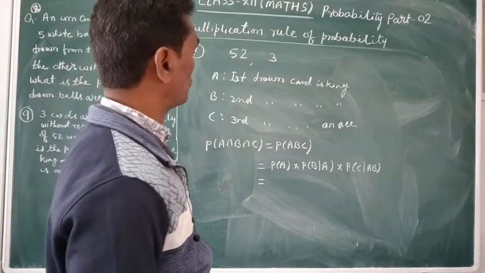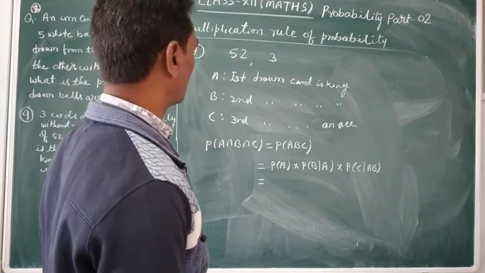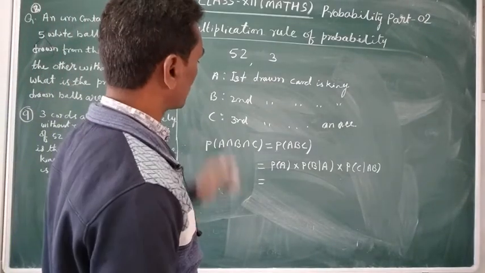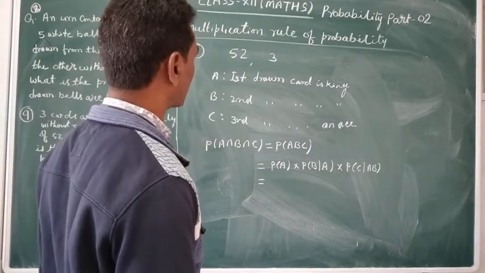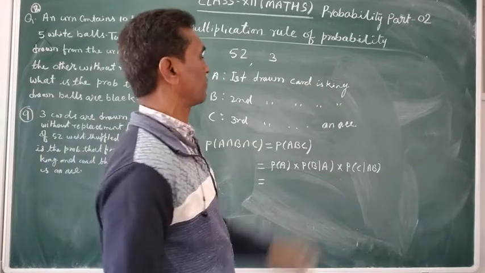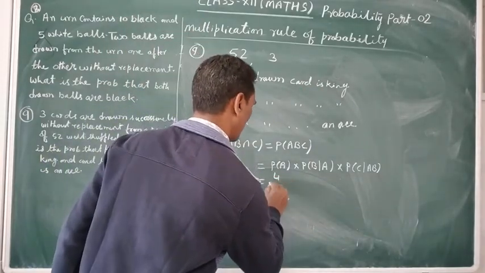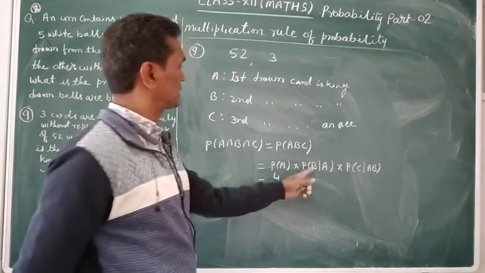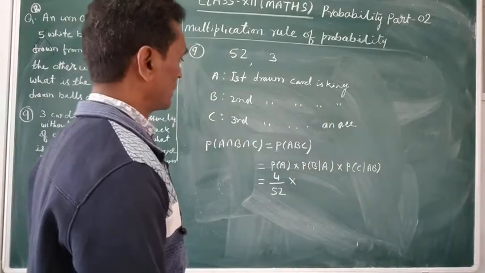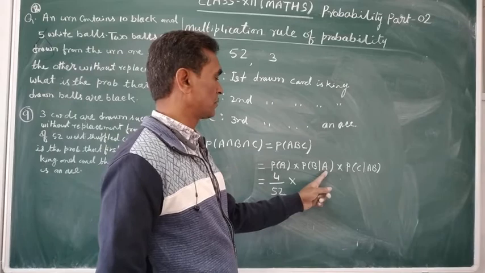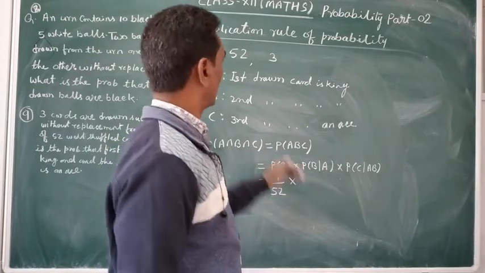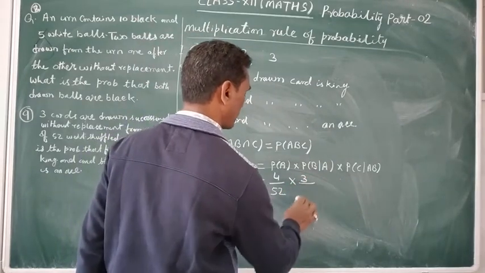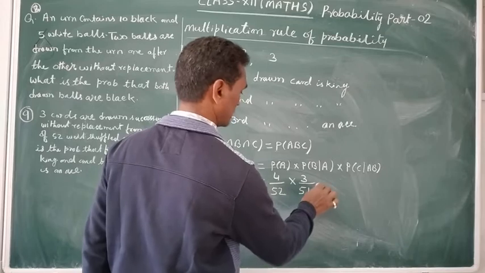So there are 52 cards. So sample space, sample points are 52, and favorable number of outcomes will be how many kings are there? 4. So 4 kings and total number of cards 52. Now the second drawn should also be king. It is given that first drawn was king. So number of king cards is here 3, and total number of cards is 51.